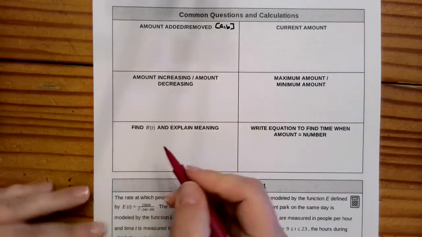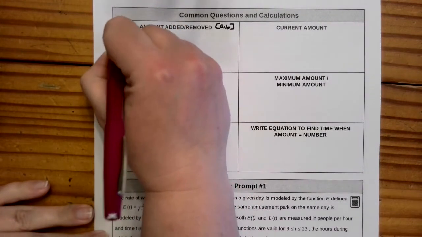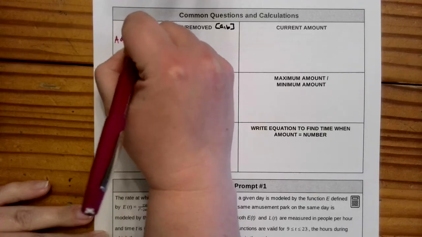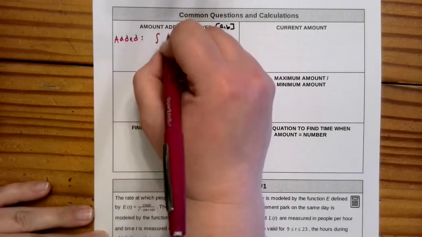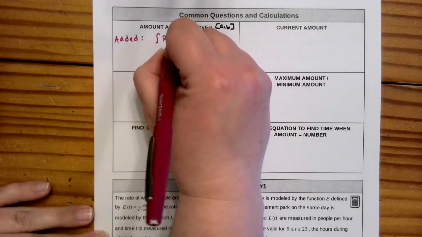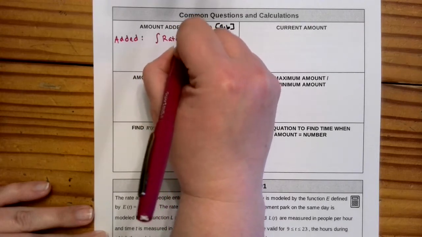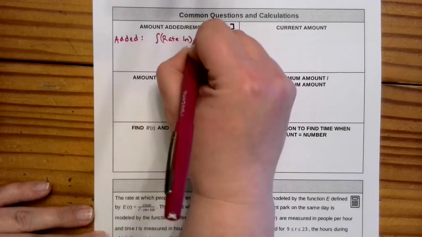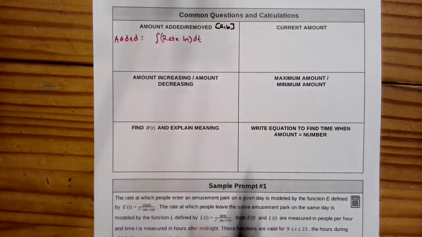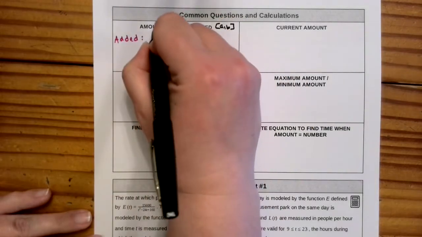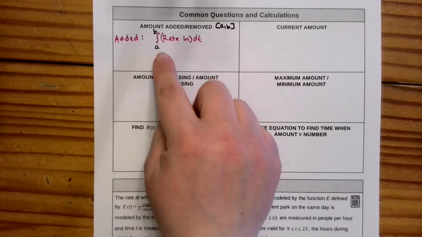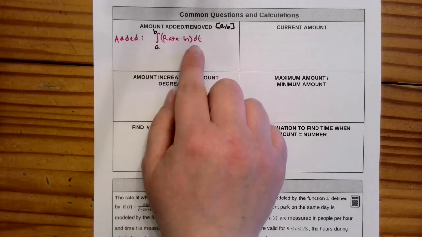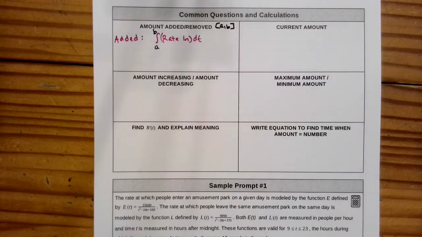So if I want to know the amount that's been added, all I'm going to have to do is find the integral of whatever my rate in function was over the interval from A to B. So in the last example, this would have been the integral from A to B of e of t dt, because that was my rate going in.